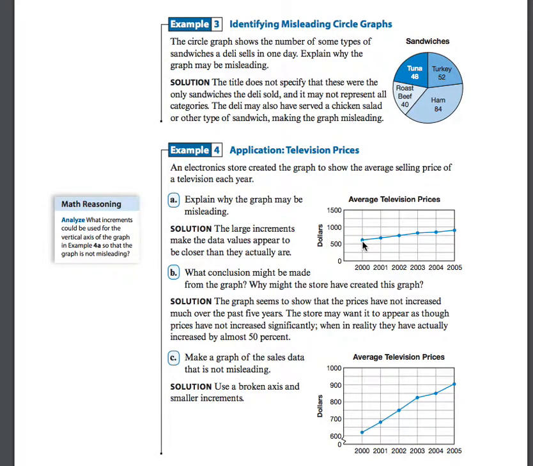So actually the prices of the televisions are going up, but on this scale, on this graph, it looks like, well, it's not much more expensive, even though that technology might be moving forward.